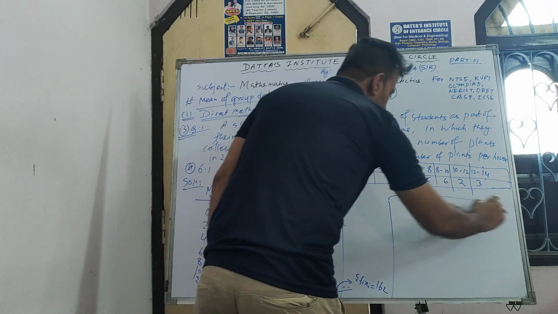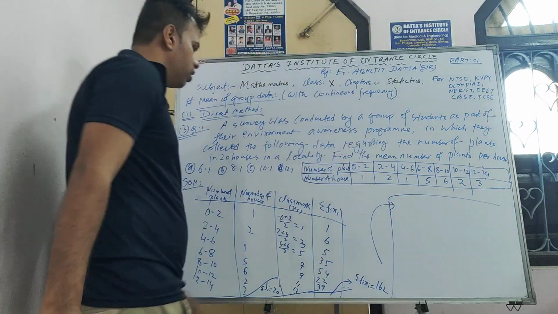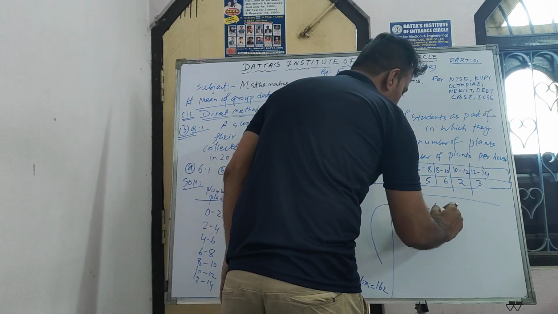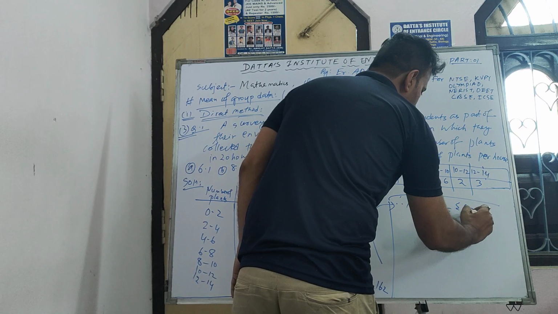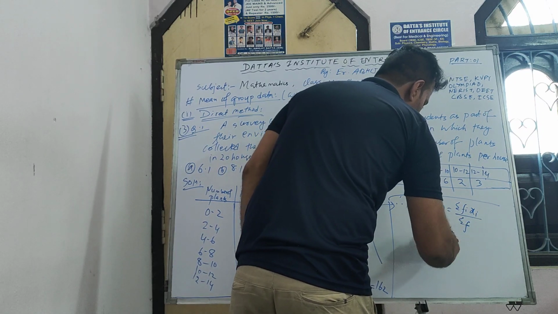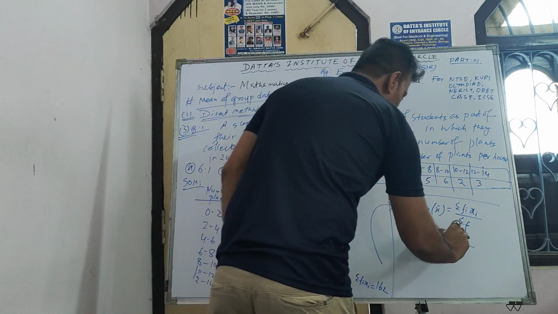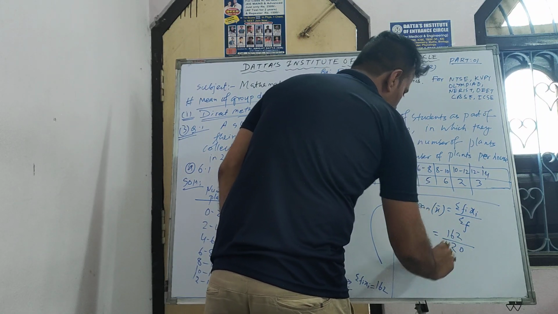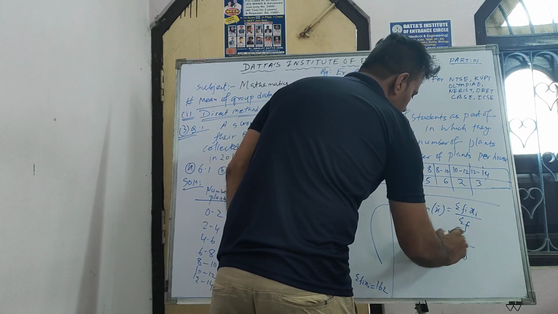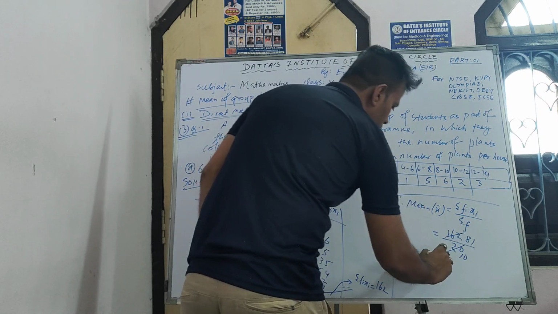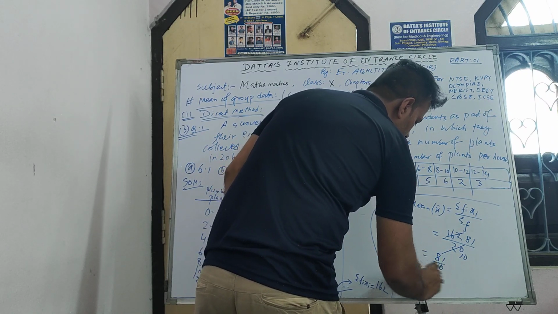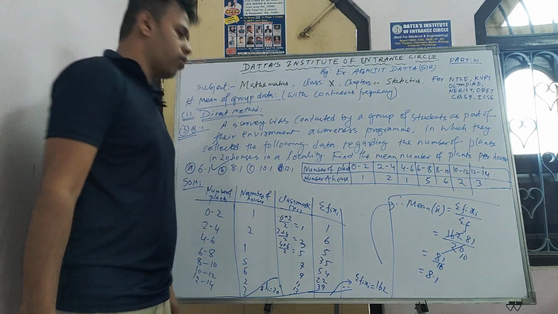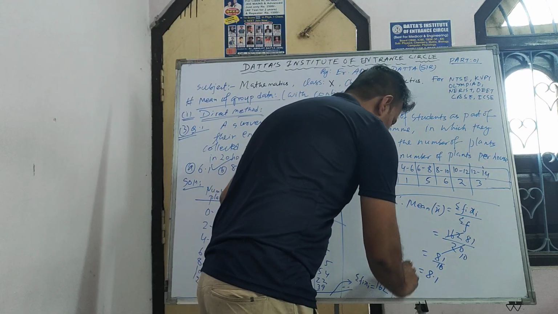Now come here. We have to find the mean. Mean, that is x bar, the formula is similar to the previous one, that is summation of fx by summation of f. So summation of fx is 162 divided by 20. If I divide, it will be 81 by 10, that is 8.1. So 8.1 will be the answer. Which option is correct? Option B is the correct answer. So 8.1 will be the correct answer.